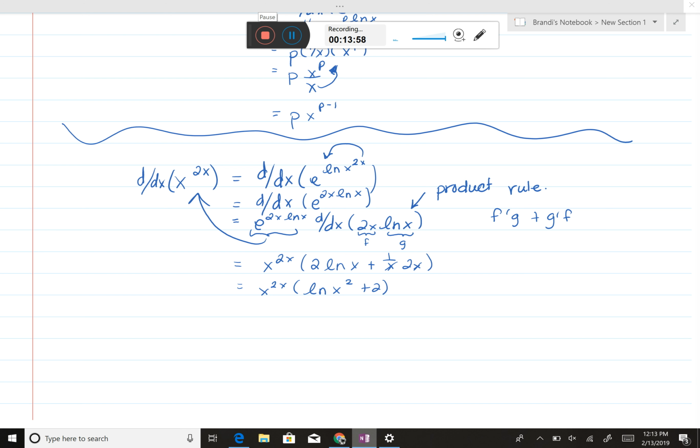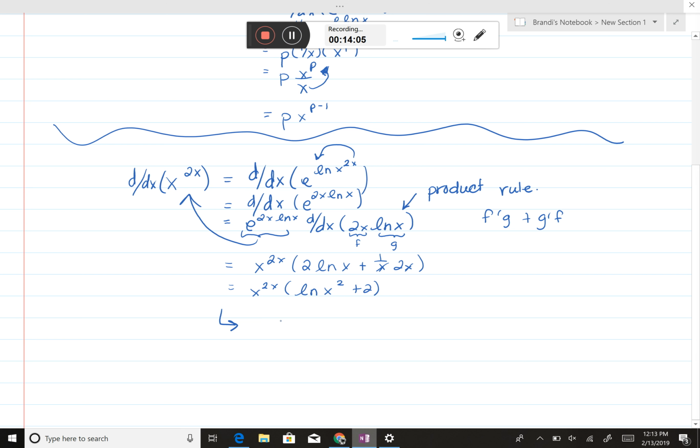The book simplifies this differently. It factors out the 2. So we move that 2 out in front, and we have x to the 2x times 2 times ln x plus 1. So these two answers are essentially the same, just one has a 2 factored out.